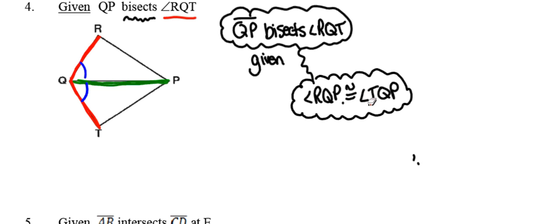Why did I know that? Well, that word bisects means split into two equal parts. So I'm going to say an angle bisector forms or makes two congruent angles. So again, this is my true statement. Written in green is how I know that statement is a true statement.